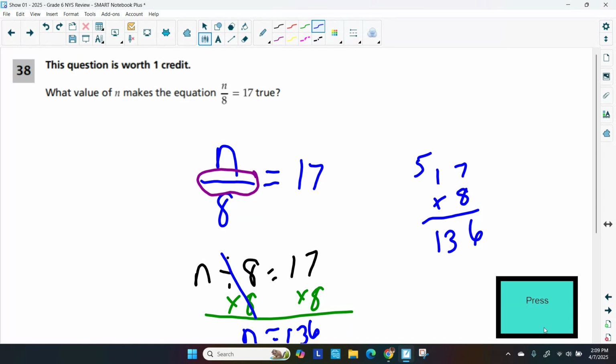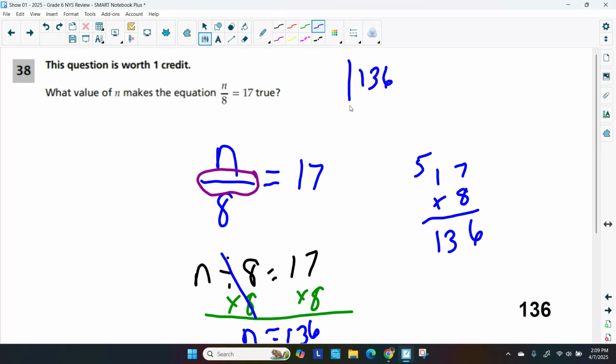Okay? Yep, there we go. And you could take 136 and divide it by 8 and check it. See if you'll get 17. So I'll leave that to you.